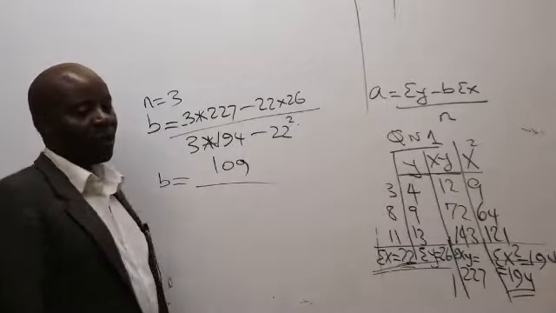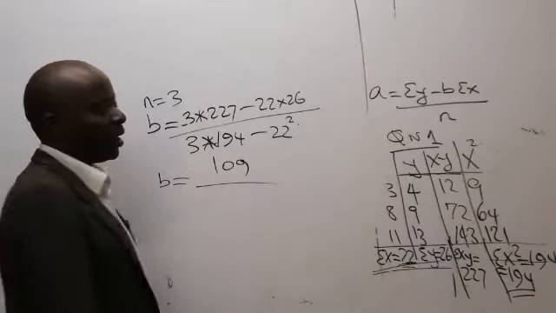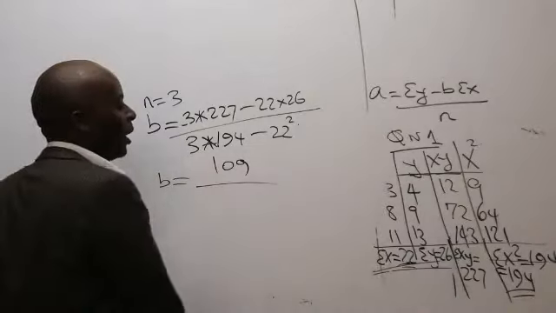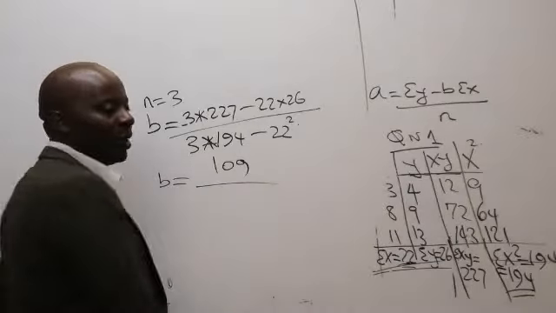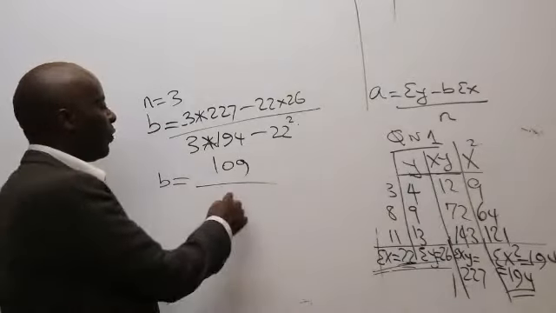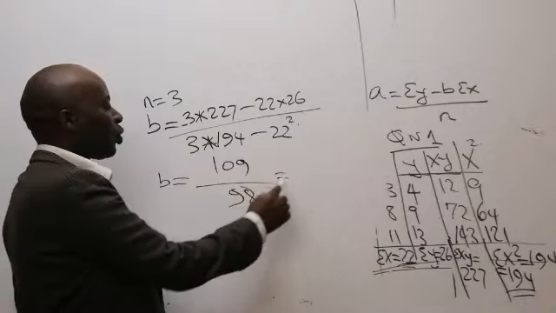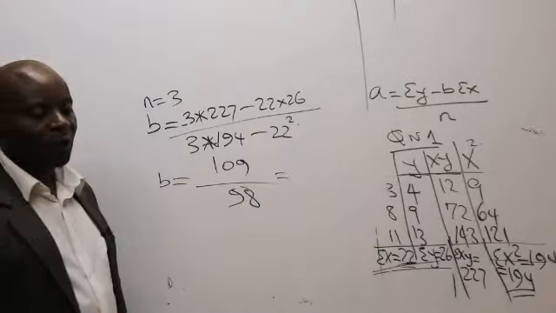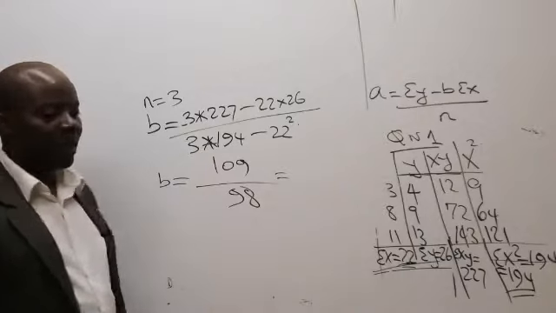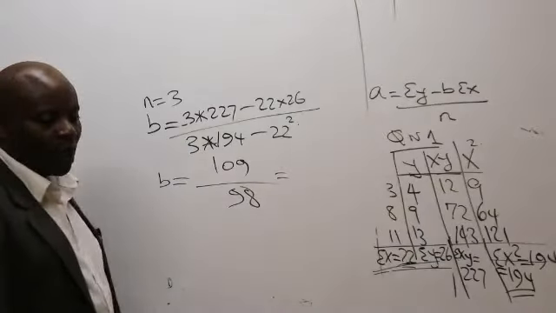How about the denominator? So I'm being given a figure of 98. So somebody talk to us. What is 109 divided by 98, to 2 decimal places?